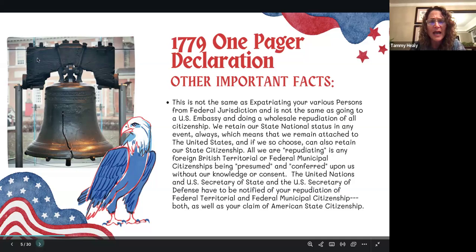So I'm an American state citizen. And the difference between a state national and a state citizen in the American jurisdiction is that as a citizen, you owe your allegiance to your government. As a national, you owe no allegiance to anybody. You don't work for any federal government. You don't work for your assembly. You are just a free, sovereign American.